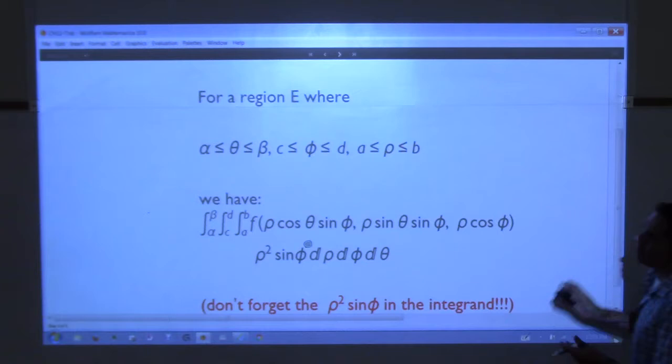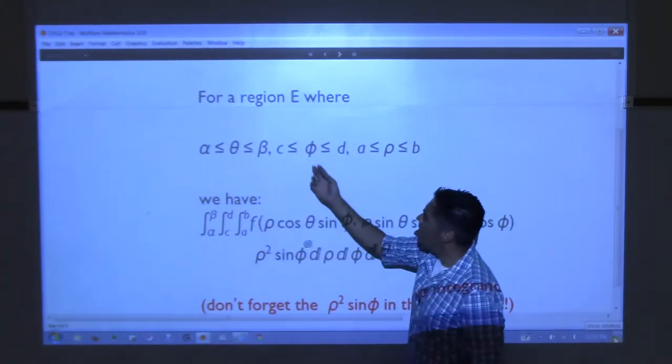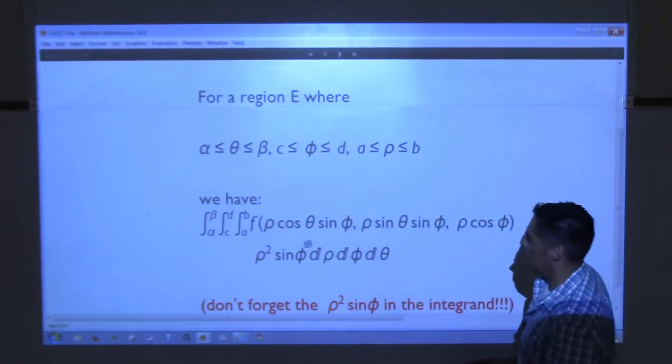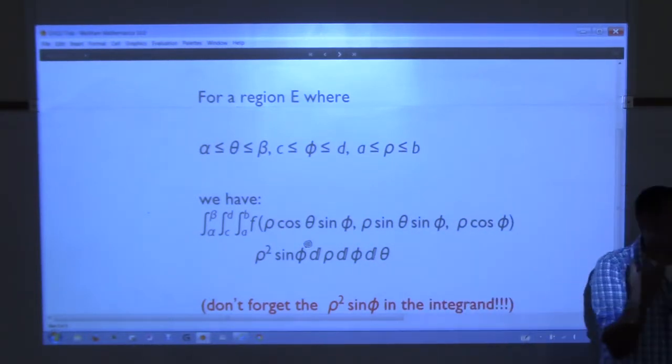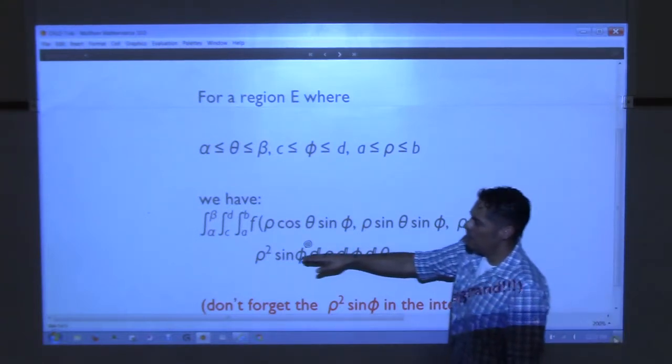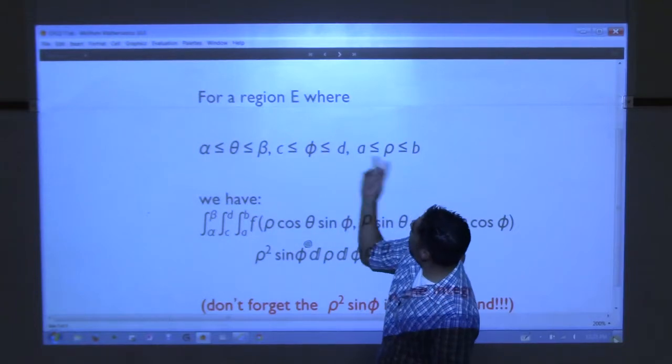Things are pretty good. Our theta's between two constants. Our phi is between two constants. Our rho's between two constants. So if we have one of these nice boxes, then we just go from alpha to beta, from C to D, from A to B. So there are all the restrictions.